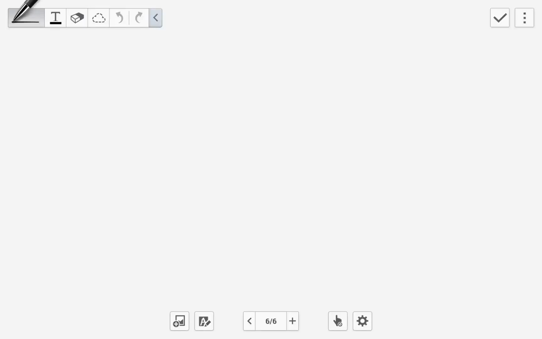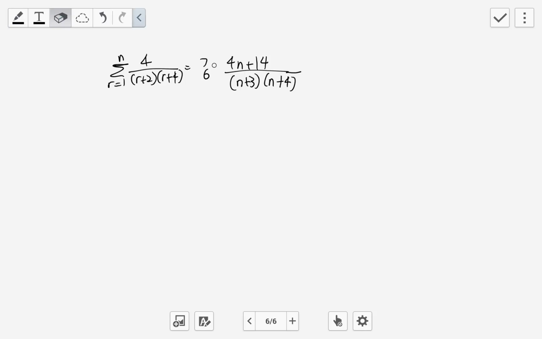This is a question on series and summation notation. So we are given this formula, and the sum is equal to 7 over 6 minus 4n plus 14 over n plus 3, n plus 4. Students must be very careful about handwriting, right? The minus should never join with this, in case it is left out in the later working. We forgot that there's a minus sign there.